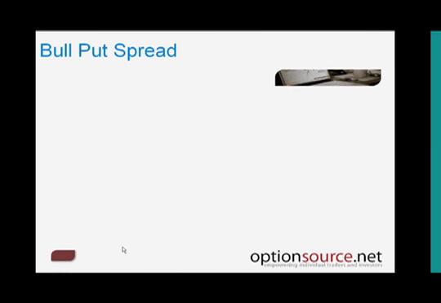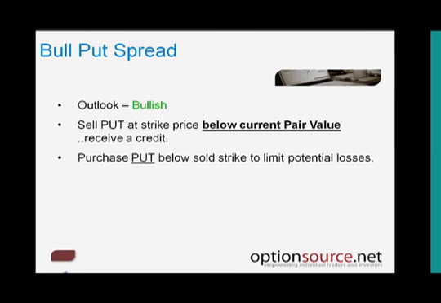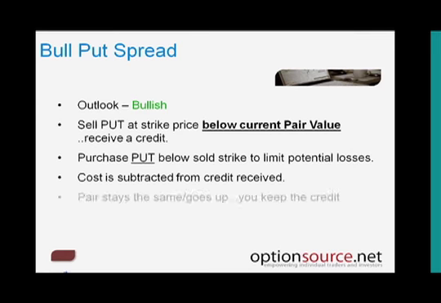On the other side of the coin, if we have a bias where the underlying security is maybe going to trade sideways or up, we're looking at creating what's known as a bull-put spread. So, of course, our outlook is bullish. We're going to sell the put at a strike price below the current pair value, and we're going to receive a credit. Now, ultimately, we're going to purchase a put option below the sold strike price to limit our potential losses. The cost is subtracted from the credit we've received, and if the pair value in this case stays the same or goes up, we keep the credit.